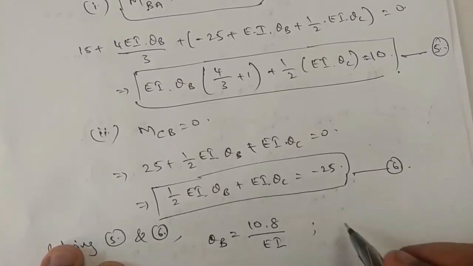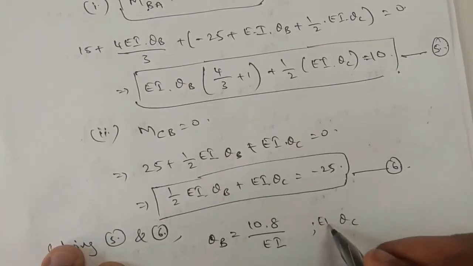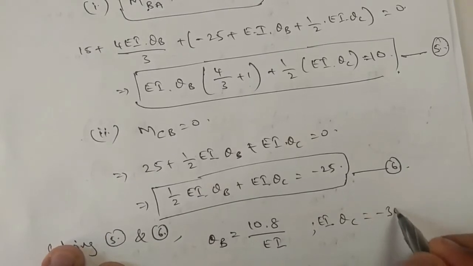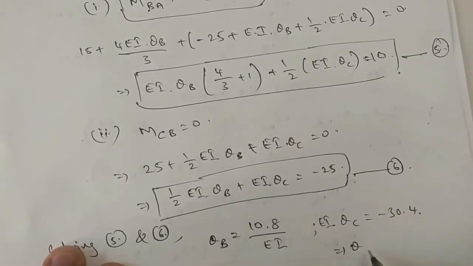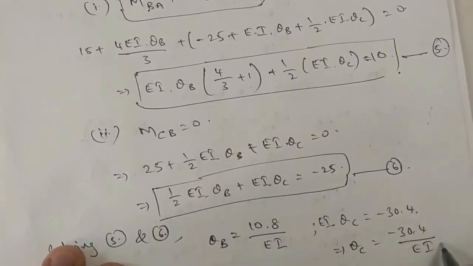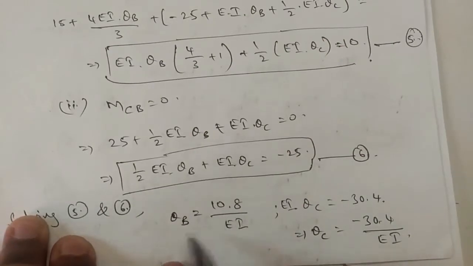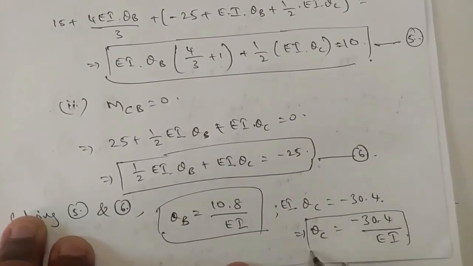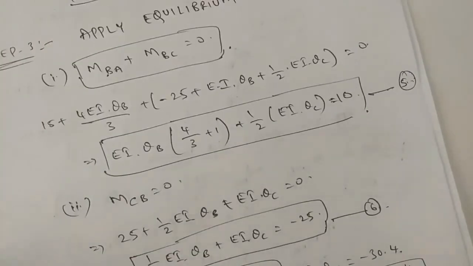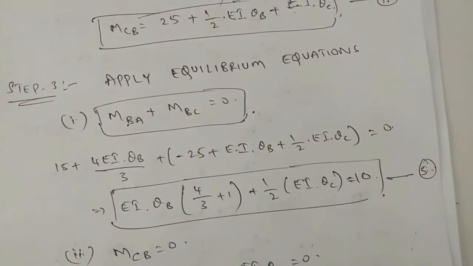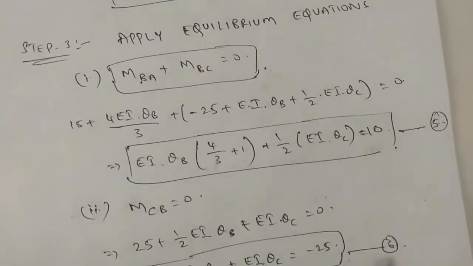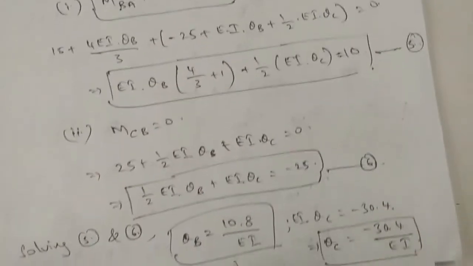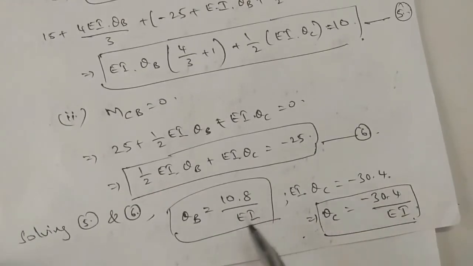and EI into theta C will be minus 30.4. This EI, send it to the right side, you will get minus 30.4 divided by EI. Similarly for theta B also, you will get these both unknown values, theta B and theta C. This will be the end of step number 3. After applying the equations, you will get the values theta B and theta C.